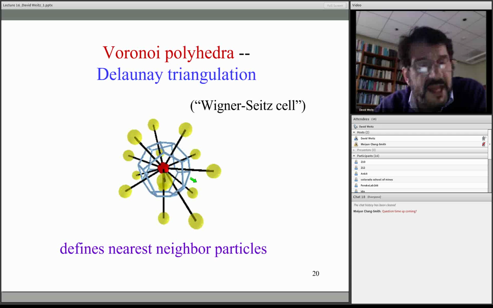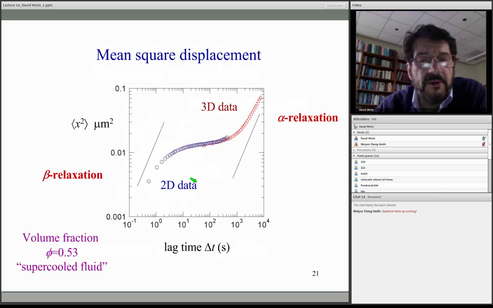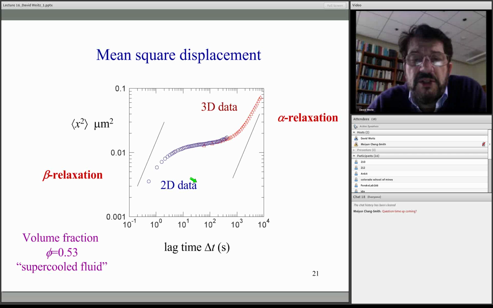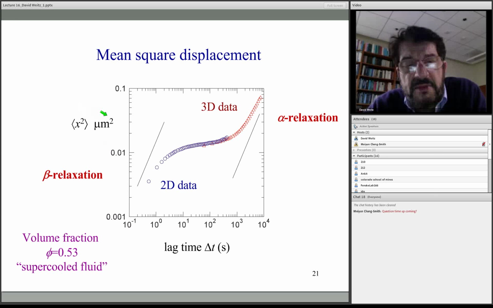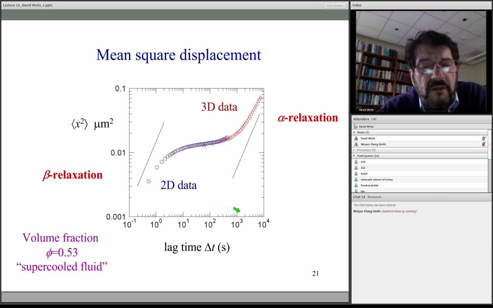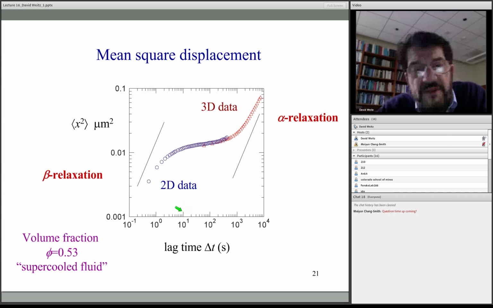So you identify both the particle and its nearest neighbors, and then you watch how the particle moves as a function of time, and you do that by tracking each and every particle and calculating the mean square displacement from the data. So here's the mean square displacement shown here. This is the mean square displacement as a function of lag time, or as a function of time delay. And this is collected over many different sets of data, all taken with a confocal microscope, where each particle is tracked. So you're following the motion of each particle.